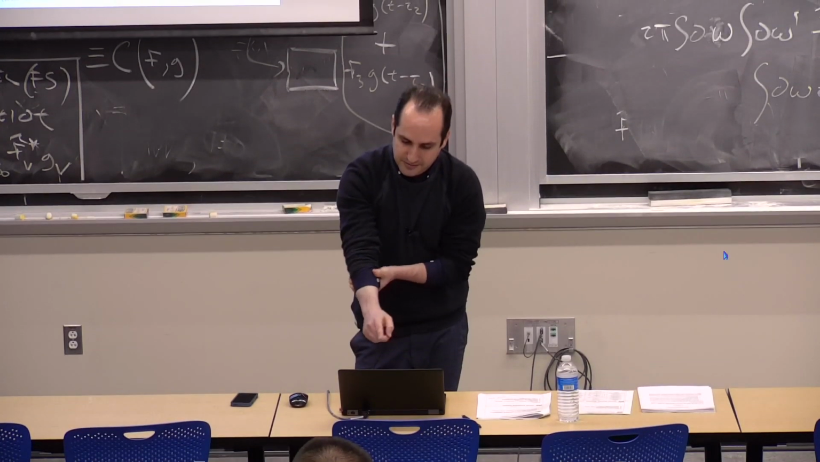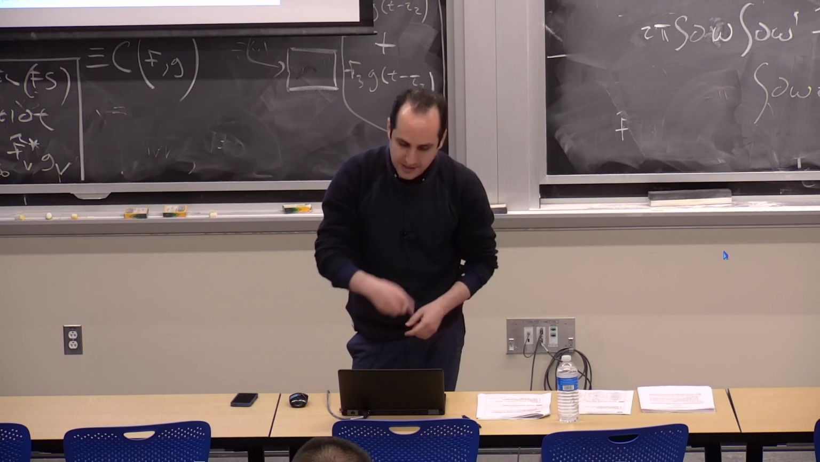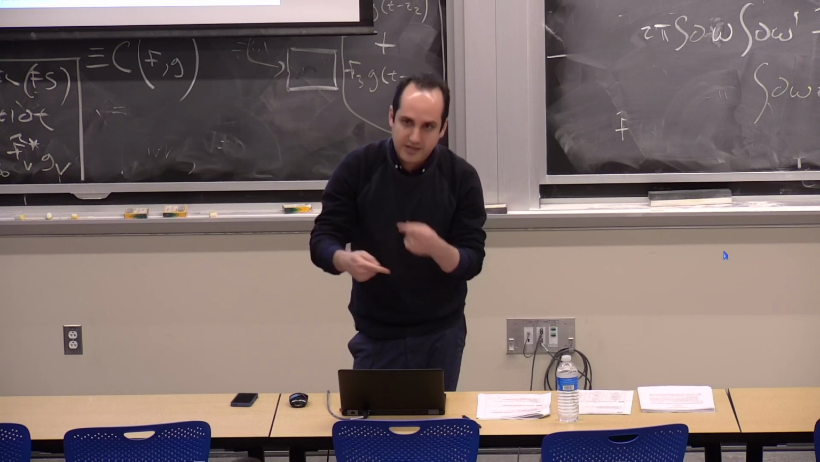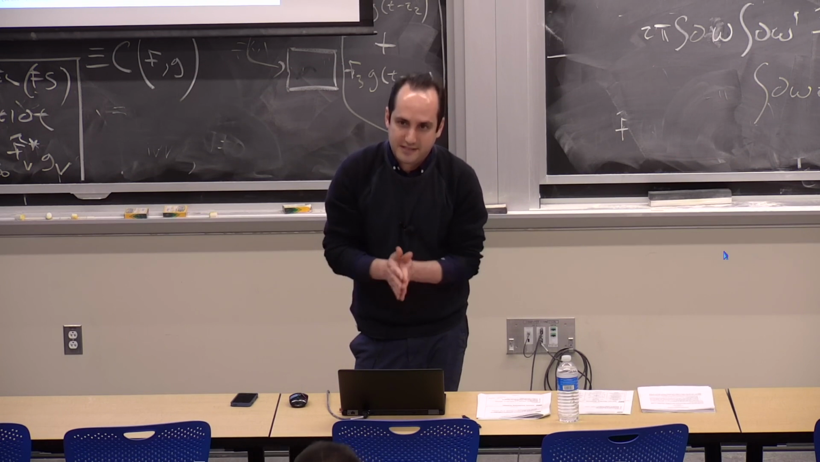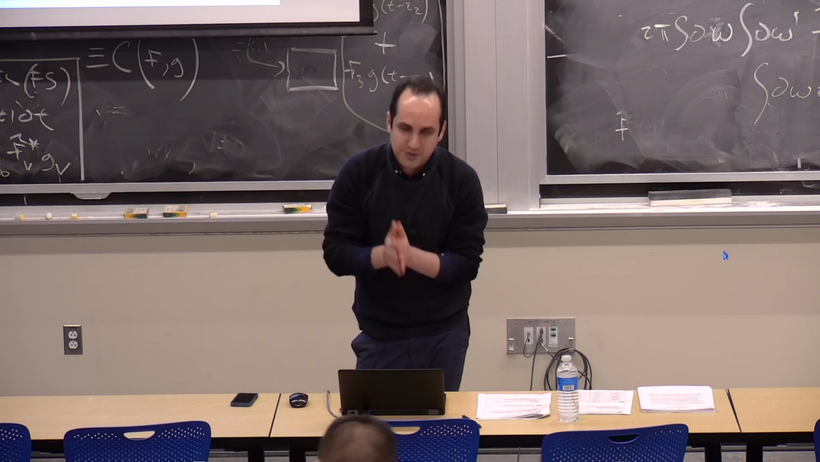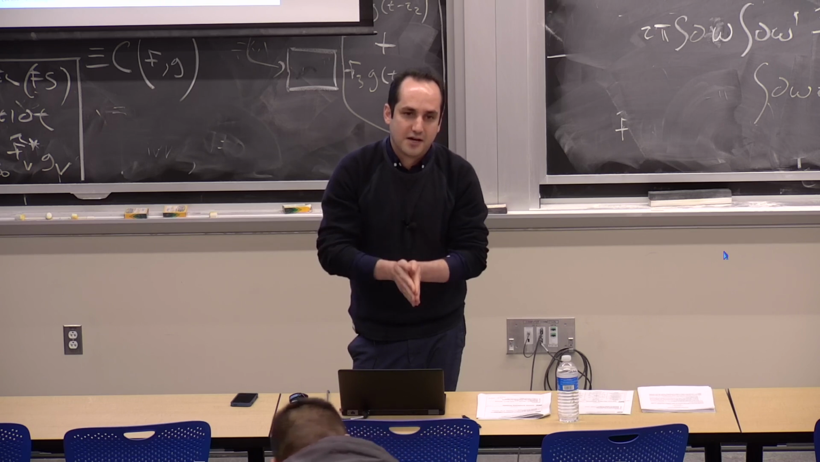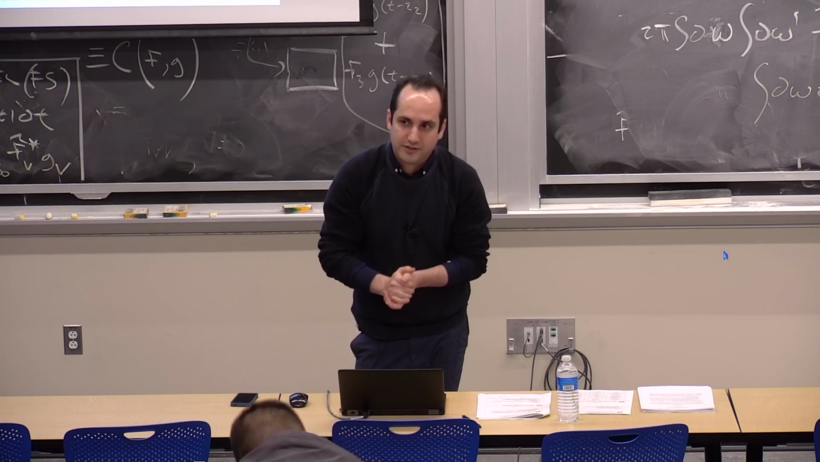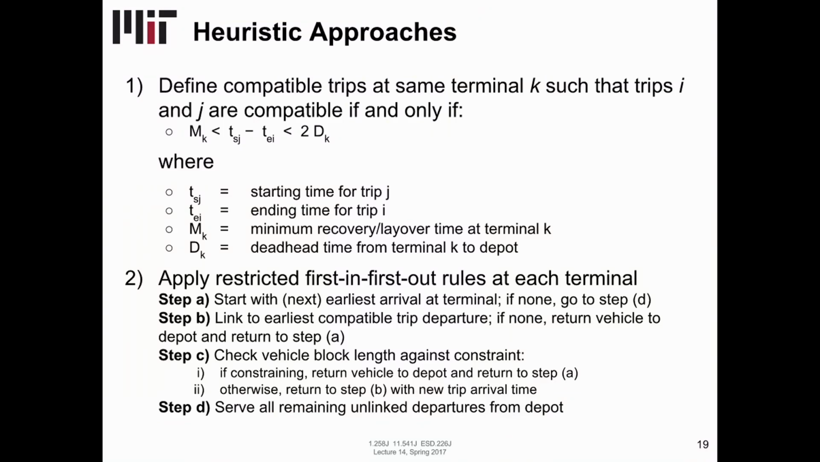You need to work out in your mind these steps once. Very easy practice to realize how this works. But it's basically using the strict first in, first out rule based on compatibility of trips and over the compatible trips. Is there any question?